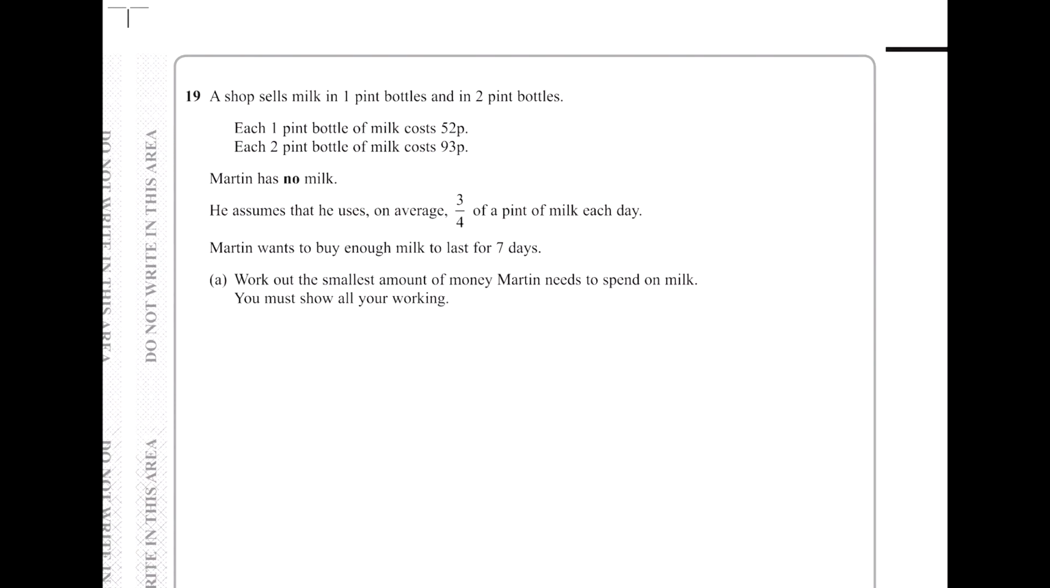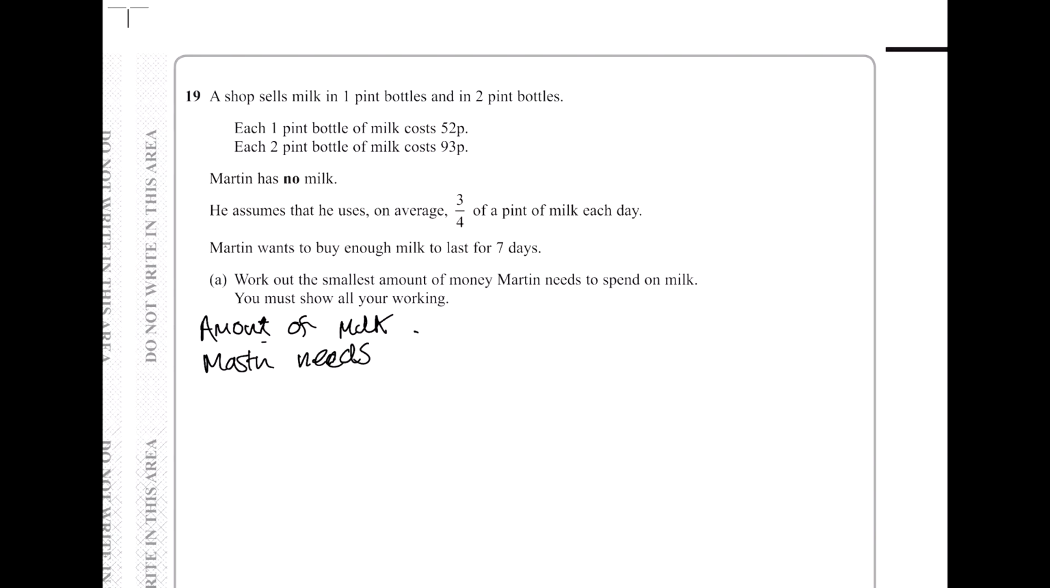Okay, so now we have a shop. The shop sells different amounts of milk, and this person, Martin, he has no milk, and we need to work out the smallest amount of money that Martin needs. So the shop only sells milk in these proportions. So to figure out the amount that he'll need to spend, firstly, we can figure out the amount of milk that he'll consume on average. So amount of milk Martin needs.